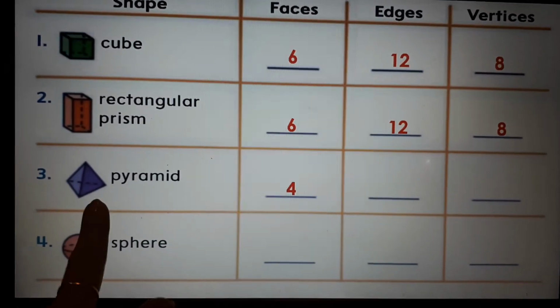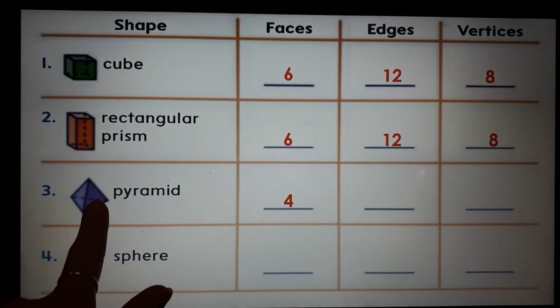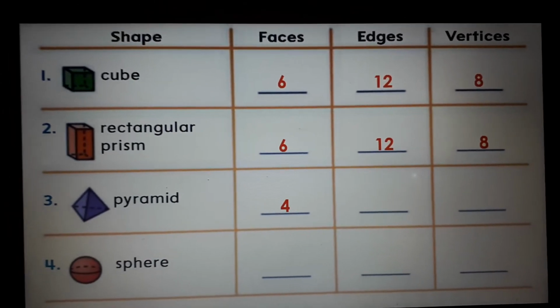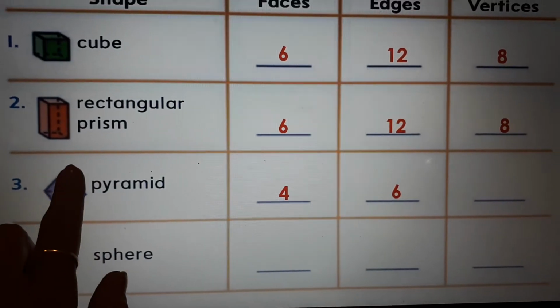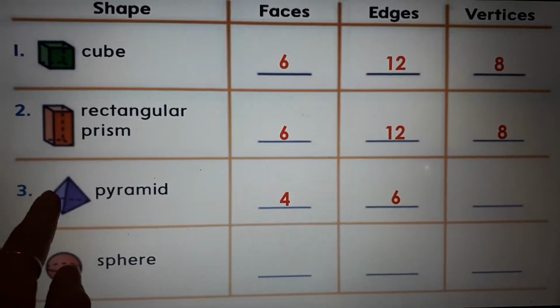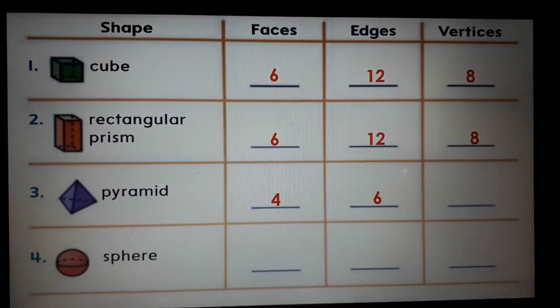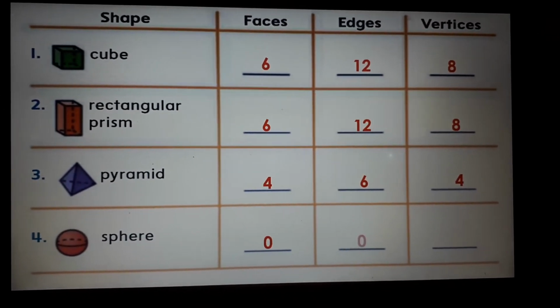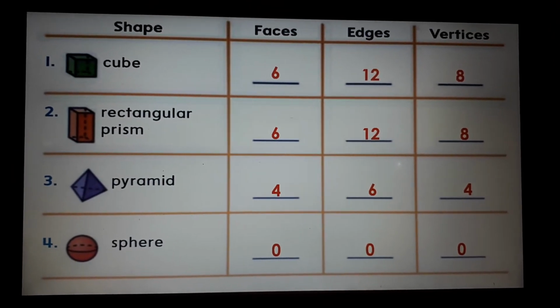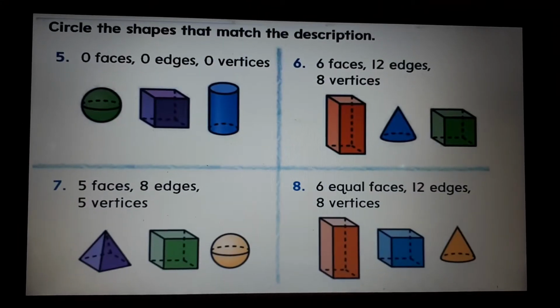Pyramid, you see here, I have 4 faces. Why? 1, 2, 3, 4. 4 faces, 6 edges, 1, 2, 3, 4, 5, 6. And 4 vertices. The sphere, as I told you before, has 0 faces, 0 edges, and 0 vertices.